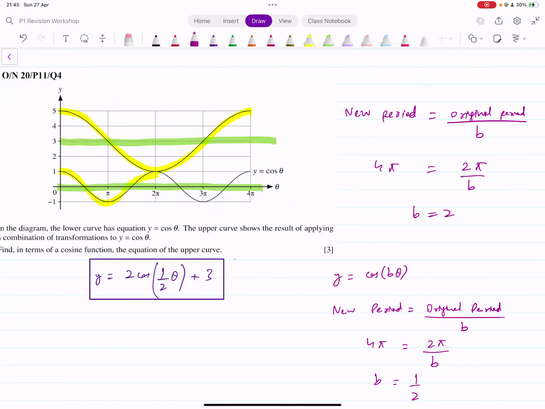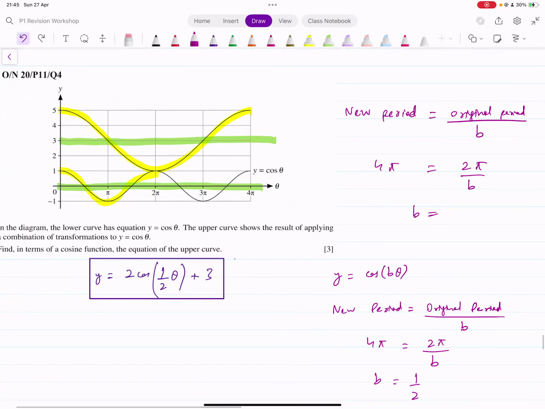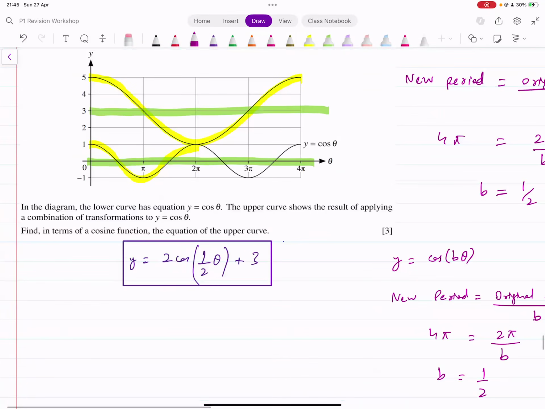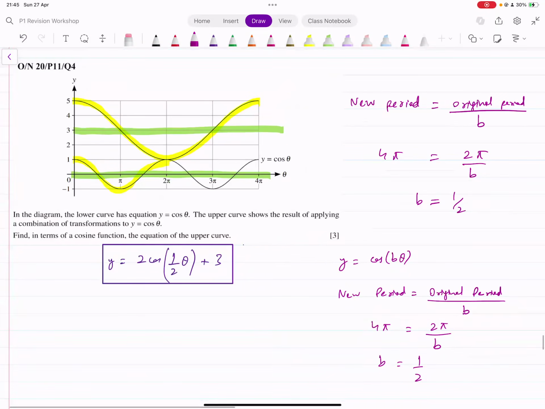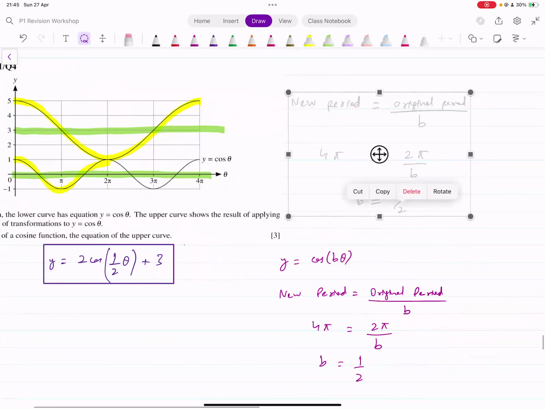That turns out to be 2, and that turns out to be 1 over 2, and that's what we were looking for. Okay. If you cannot think of it in your head directly, you can use this equation, and that will give you the value for b as well. All right, let's take another example on this.